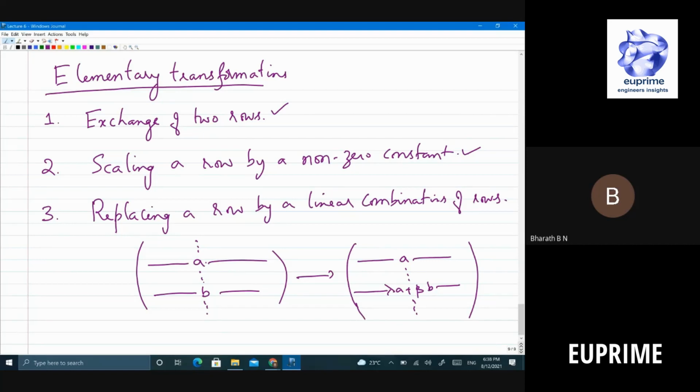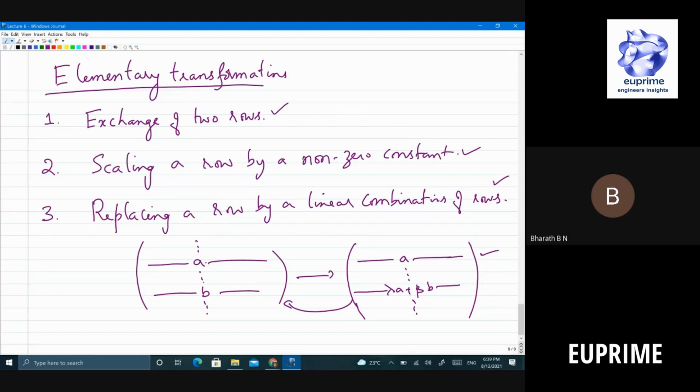Now can I get back the original? Easy, right? I know that I have taken this particular row, so I know A, I know lambda A, I know beta, but I don't know B. I have to get back B. But I know lambda A plus beta B, I know everything except B in that, so I can get back. Is this clear? It's invertible. So all these elementary operations are invertible.